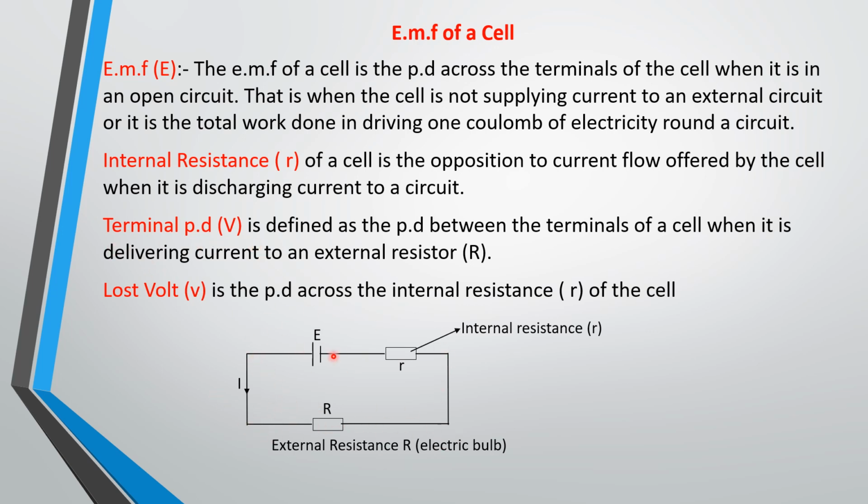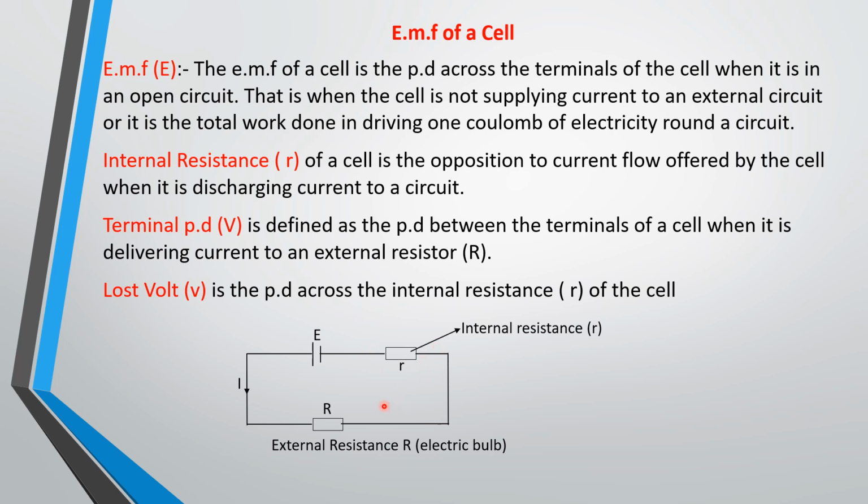Because if this is a cell, this is the battery, this is a cell, right? Then this is the internal resistance of the cell. This is an external resistor. This is the current that is flowing. So the PD across this external resistor is called terminal PD. The PD across this internal resistance is called lost volts.